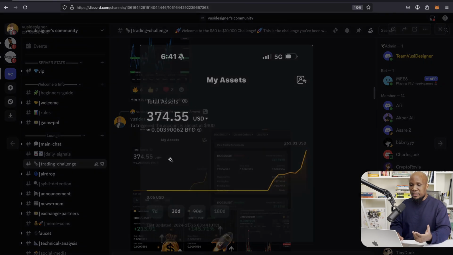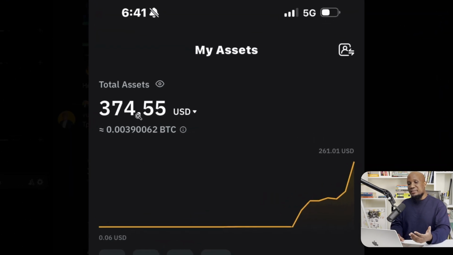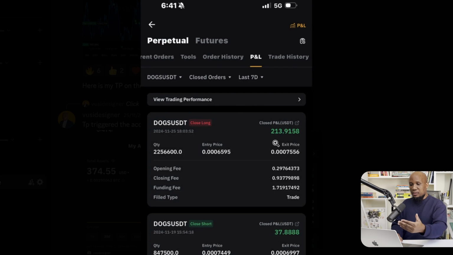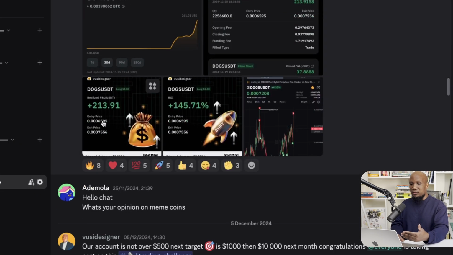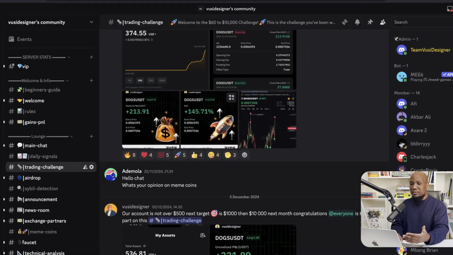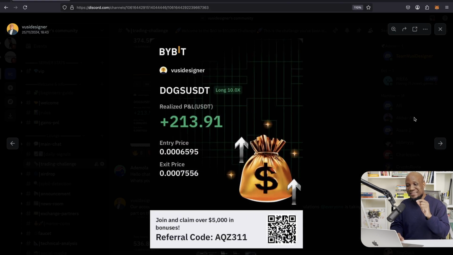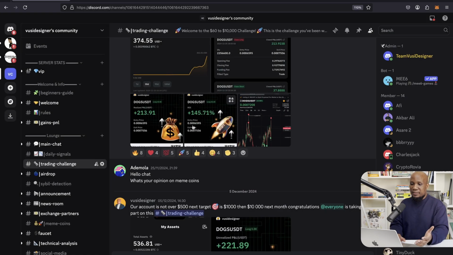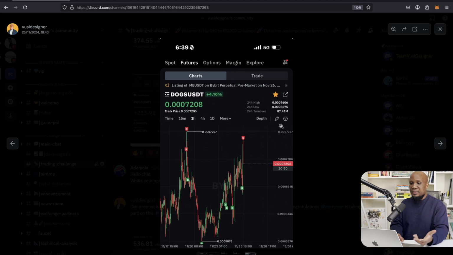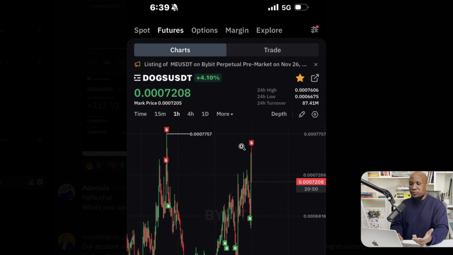Now you can see from here that we are now at $374, and again you can see the percentage of all the trades that we're locking in. You can see the amount of money that we're closing per trade. In fact, in that video that we showed you yesterday, I showed you closing this trade live. As you can see, we closed that in profit, and this is the trade that we're talking about, this one here, the last trade here.